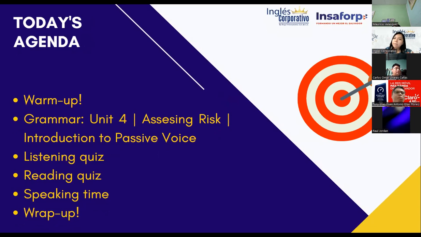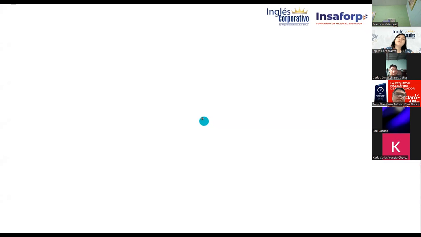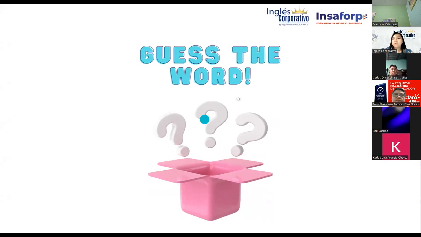Today's agenda: we have the warm-up, then we are going to move to unit 4. Today we are going to start with the last unit of the book, and we are going to talk about assessing risk, and move to the grammar topic, introduction to the passive voice. We also have a listening quiz, a reading quiz, and the speaking time. To begin, we are going to start with guess the word.